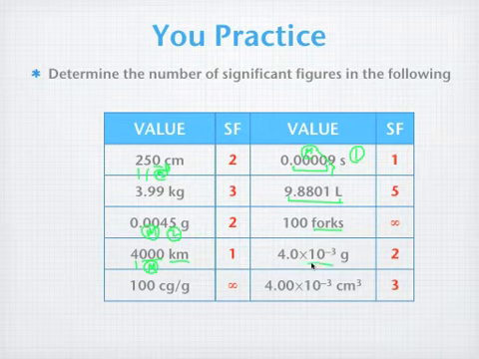Scientific notation tells me that everything in my coefficient is significant, so I have 2 significant figures. Centigrams per gram is a conversion factor. It's an exact number, so it's infinite. And finally, another scientific notation measurement. So everything in the coefficient is significant, and we have 3 significant figures.